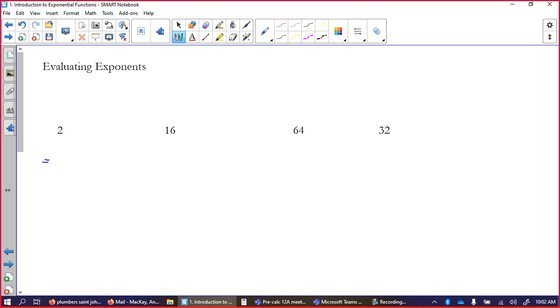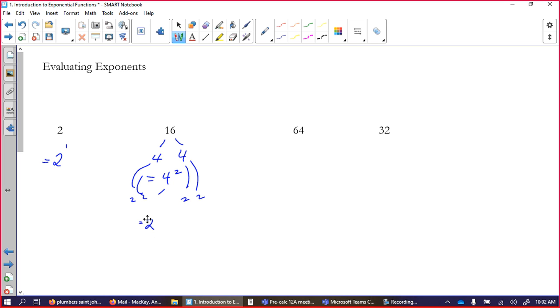Number 2 is 2 to the first power. Anything to the power of 1 is whatever the base is. We can look at these in terms of factor trees. 16 is 4 times 4, so this is 4 squared. But each 4 we can break down into 2's. So it's 2 to the power of 4.